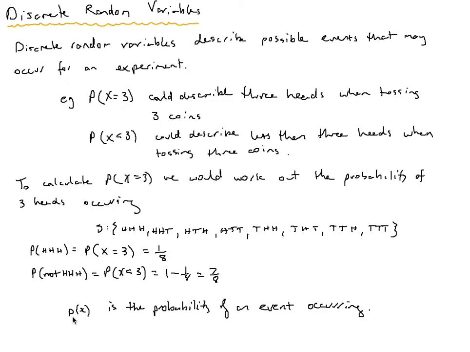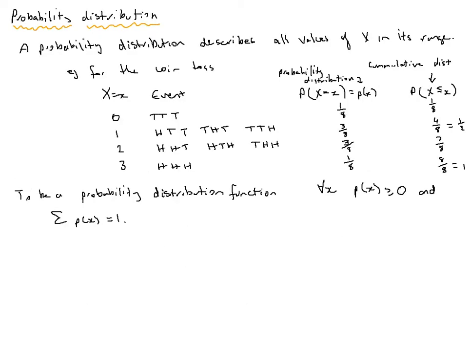Now, we could have said lowercase p 0, 1, 2, 3 in this case, and p0 would have been no heads, p1 would have been 1 head, p2 would have been 2 heads, p3 would have been 3 heads. But we lose the ability to do these sorts of statements if we're just using lowercase p. But P of X is the probability of an event occurring. So P of 3 would have been 3 heads. Right, let's keep going.